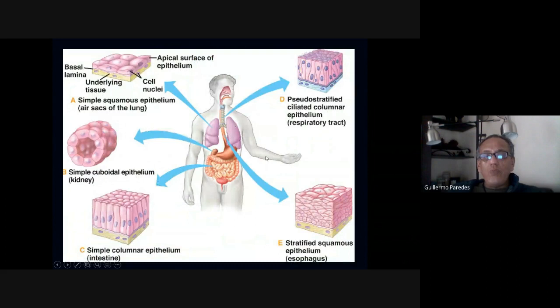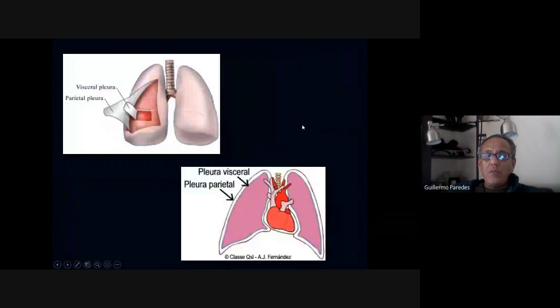The pseudo-stratified epithelium. This one. This is what I'm going to ask in the exam. Where is this pseudo-stratified epithelium? In the respiratory tract. What is this pseudo-stratified epithelium doing? Very important. So you need to remember that, please.